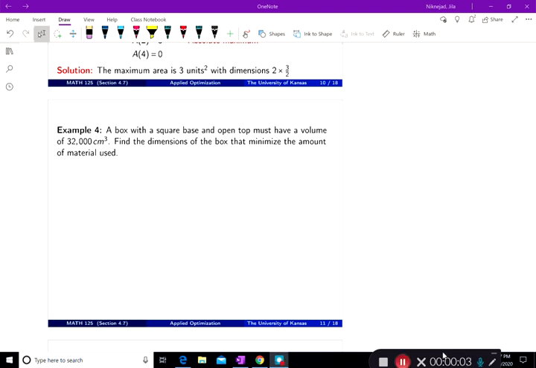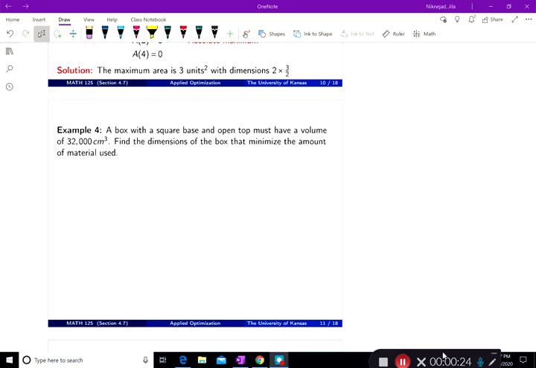Example 4: a box with a square base and open top must have a volume of 32,000 cubic centimeters. Find the dimensions of the box that minimize the amount of material used. Again, this is from section 4.7, part 4.